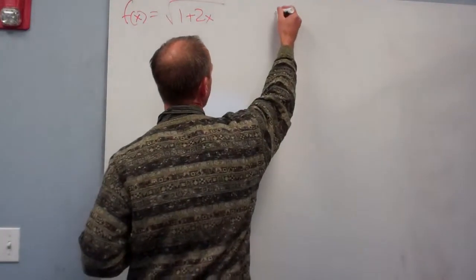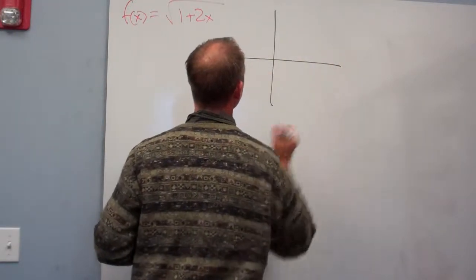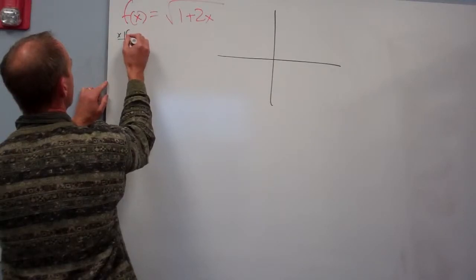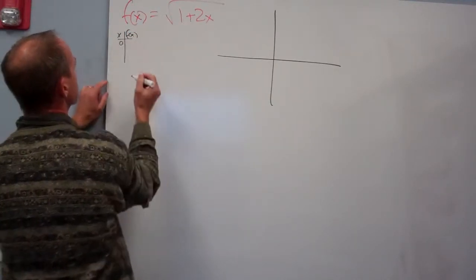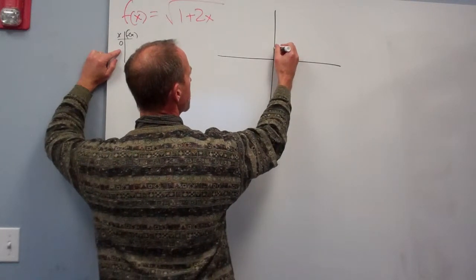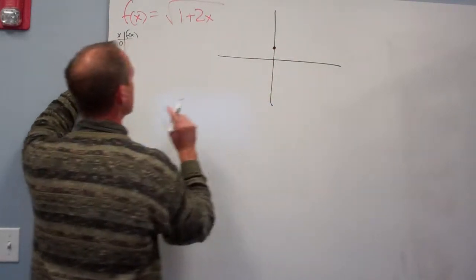I said you could use a calculator. I'm just going to wing it. All right, here's our graph. I'm just going to make a little table: x and f of x. When I plug in 0, I get the square root of 1, which is 1. So plug in 0, I'm right there at 1.